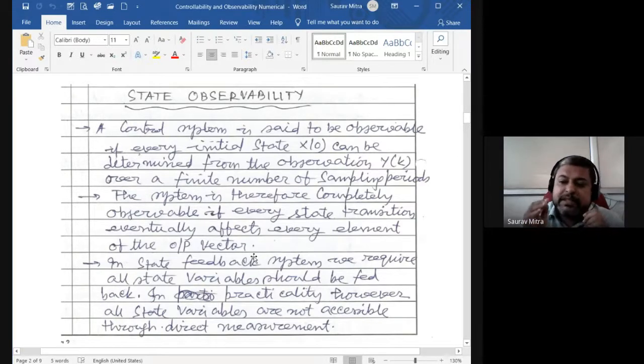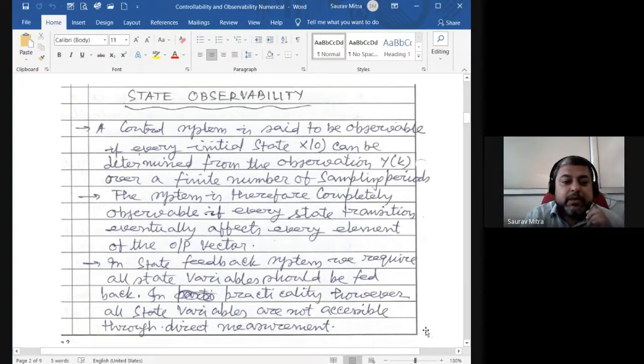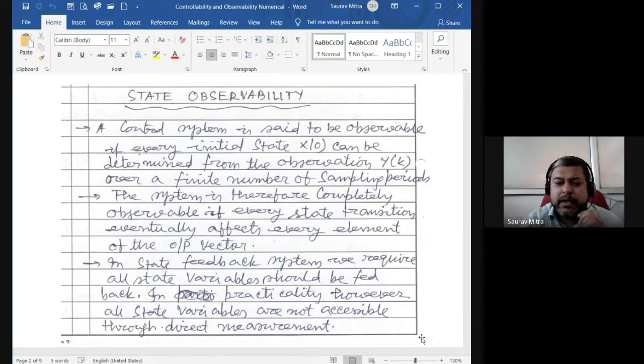That means initial value, then e raised to At at the next state, then e raised to At at the next state, and again at the next state. If it is happening like that, then you can revert back. From every step you can find out what was its previous state, the amplitude of the state variable. So in a state feedback system, we require all state variables to be fed back. If you remember the block diagram of state variable analysis, all the state vectors were being fed to the A matrix and coming back.